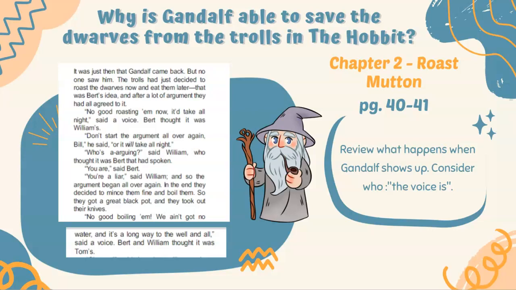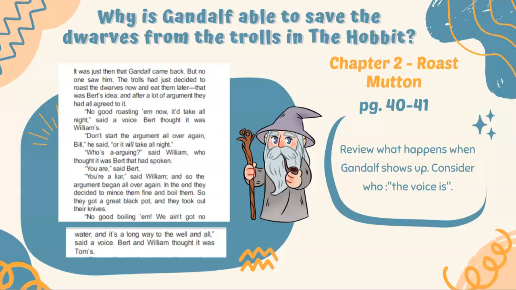The first question to consider is, why is Gandalf able to save the dwarves from the trolls in The Hobbit? I want you to consider what happens in chapter 2, Roast Mutton, where we are introduced to the adventure and problem with the trolls. If you have the book from K-12, this is located on pages 40 through 41. If not, I do have the textual evidence here on the page.